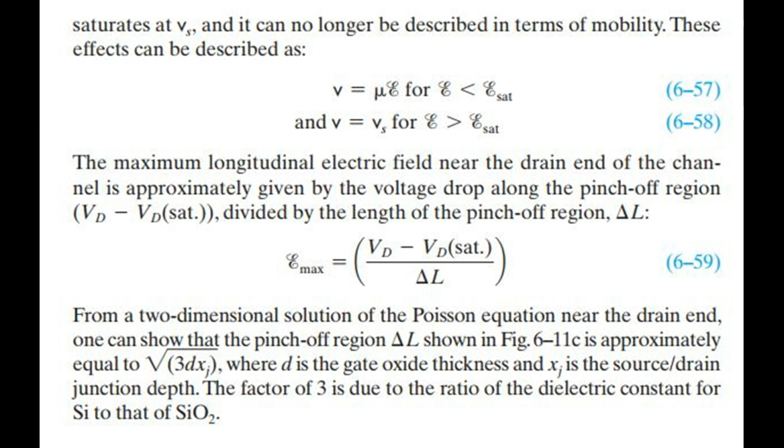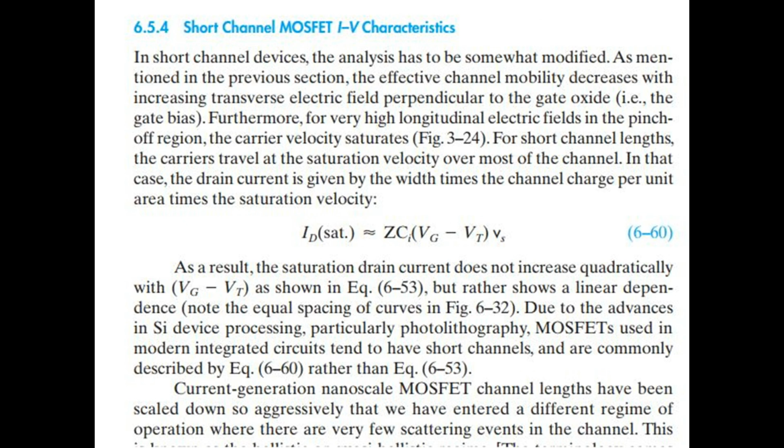These effects can be described as: the maximum longitudinal electric field near the drain end of the channel is approximately given by the voltage drop along the pinch-off region, Vd,sat, divided by the length of the pinch-off region, L. From a two-dimensional solution of the Poisson equation near the drain end, one can show that the pinch-off region L shown in Fig 611c is approximately equal to 2/3 d xj, where d is the gate oxide thickness and xj is the source/drain junction depth. The factor of 3 is due to the ratio of the dielectric constant for silicon to that of silicon dioxide.